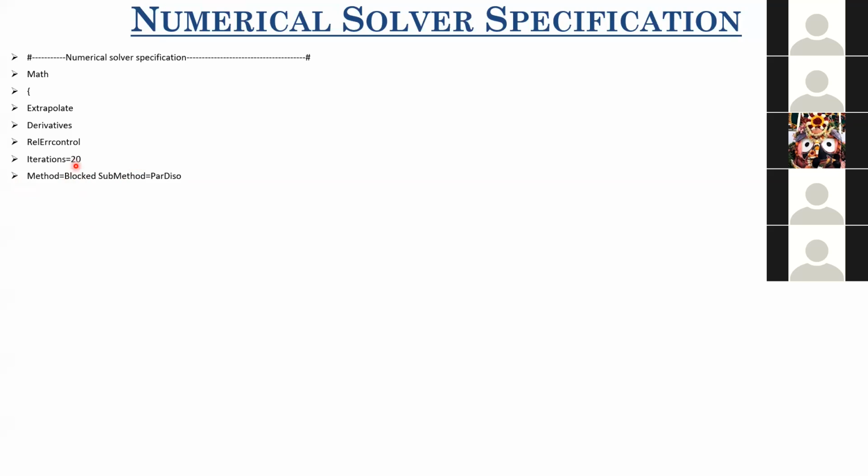Here, the method that I have used is a block decomposition method, and the sub method is PARDISO. You can go through the manual for its discussion, but it's just the fully coupled Newton with block decomposition. That is what it means. Number of threads is the number of multi-core processors that you can use for this simulation. Here I've used 8, so 8 means you can use 4 processors for running this simulation.